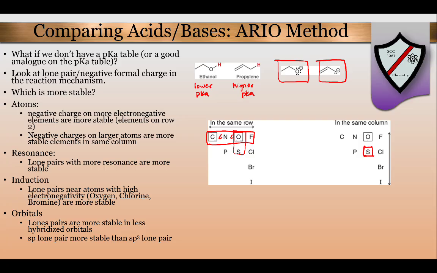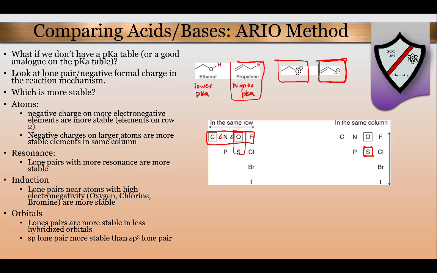An unstable base, like in the case of propylene, carbanions are very unstable. They look to react and fill that bond very quickly, are very strong bases, and come from very weak acids with very high pKa's.